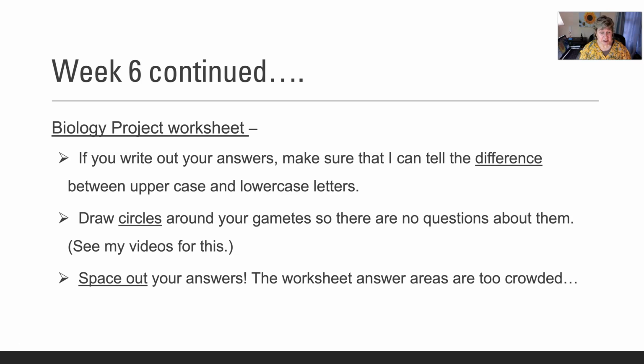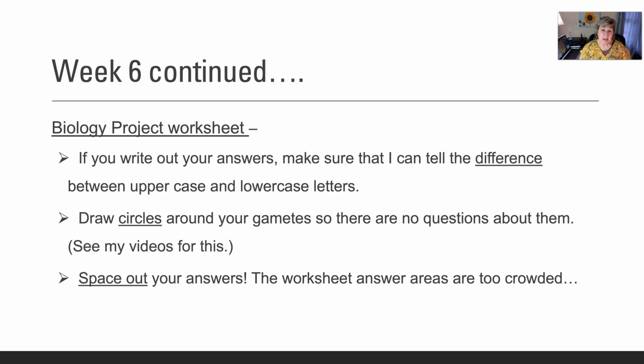That's just a suggestion. You may write out the answers on this worksheet, like write by hand. But if you do, make sure that I know the difference between a capital T and a little t. Uppercase letters, lowercase letters. If I can't tell the difference, then it's wrong. Okay? I can't guess what you know. You're trying to show me what you know.